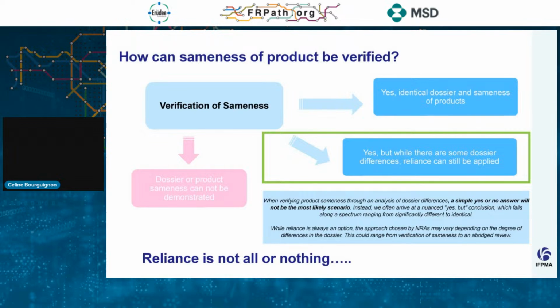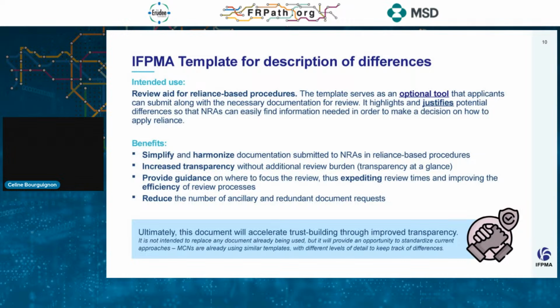What happens generally is that while going through the verification of sameness, you have differences. But reliance can still be applied using a risk-based approach. So it's not a simple yes or no answer. It's just allowing you to flag areas of the dossier where you think a verification pathway cannot be applied, but there might be some additional verification or additional review of the dossier needed for some areas to be able to demonstrate that the product is exactly the same. So it's not an all or nothing, right? When you have differences, we think a good practice is to flag those differences, understand them, and do a targeted review on those differences. You can still use reliance, but maybe with a deeper dive on the verification.